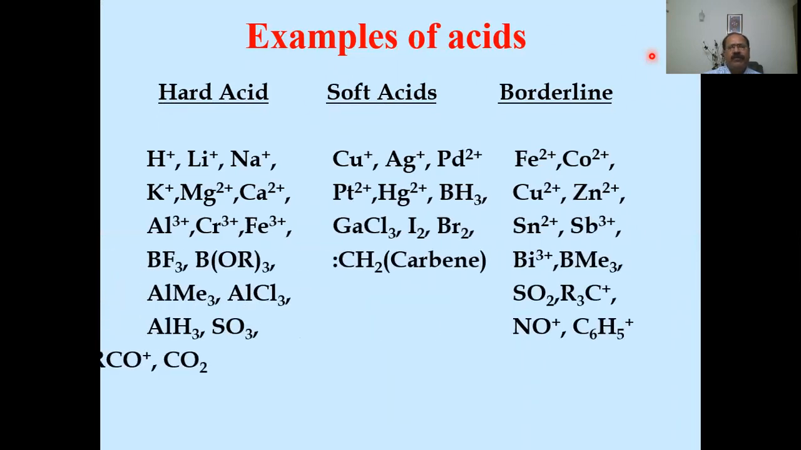Some examples of hard acids, soft acids, and borderline cases. Again, you can see the smaller ions like H plus, lithium, sodium, and charge. Compare them to larger ions with a single or double charge, and one could compare these easily and divide them into hard and soft.